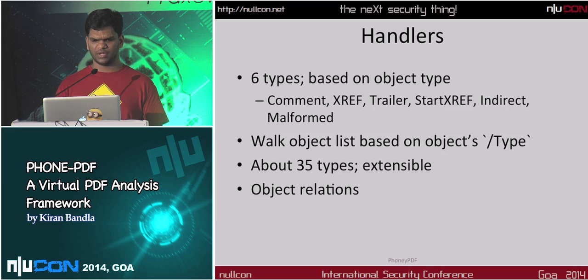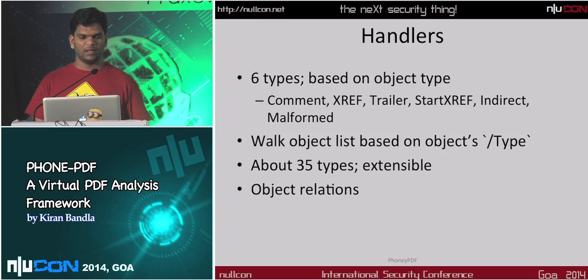There are a lot of types built into phoneypdf, about 35 types, I think. These are a few of them: the root, catalog, action, and all these other things. So the way the code works is pretty nice. Based on the type of object it's looking at, it'll check if there is an implementation inside the code to analyze that kind of object. And if there is, it'll do that. Otherwise, there is a generic handler which processes most of the objects.